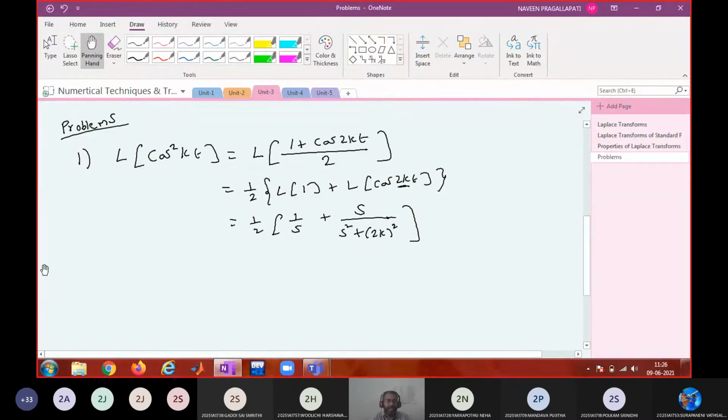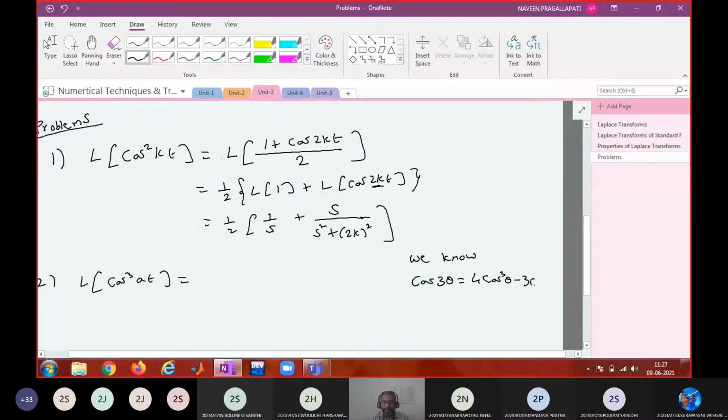Is that okay? So similarly, how did you do Laplace of cos cube at? What is the formula we know? Cos 3 theta equal to, tell me, 4 cos cube theta minus 3 cos theta. So from this, what is cos cube theta? Cos cube theta is cos 3 theta plus 3 cos theta by 4.